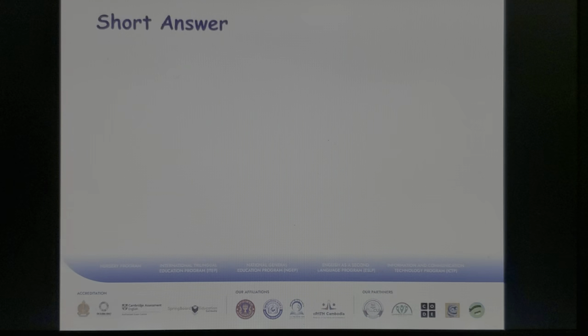Or if anybody asks you, where does your mother work, or where does your father work? How would you answer? Does your father work in an office? You say, yes, my father work in office, or what? So after you have already learned about the question form of present simple, let's go to short answers. How to answer with the short answers?